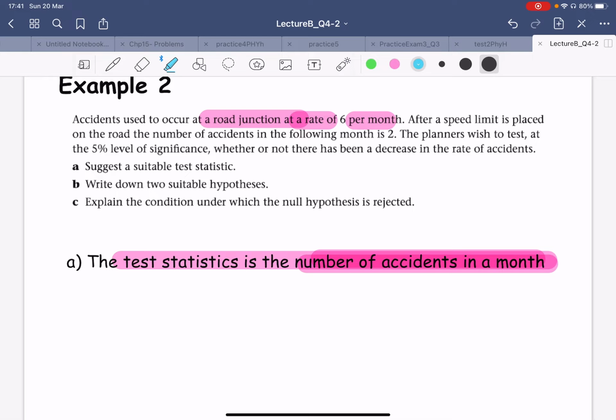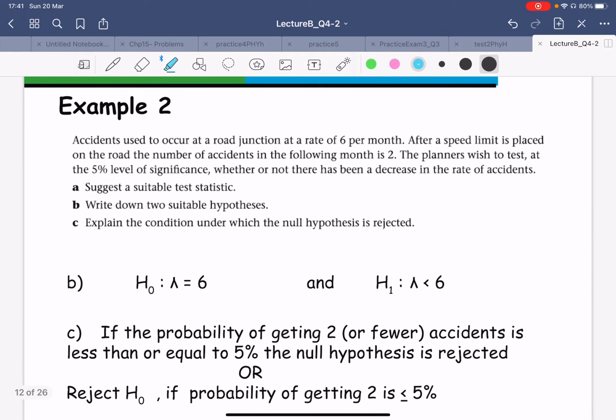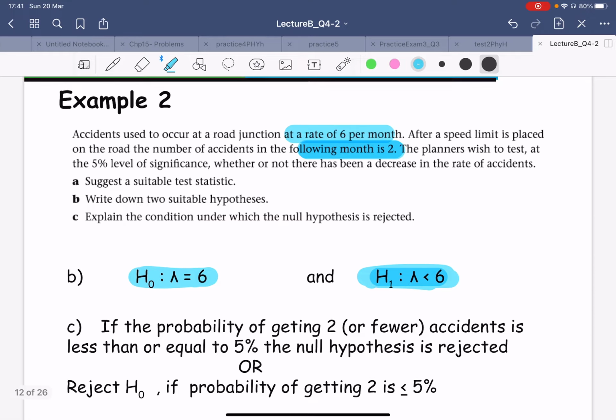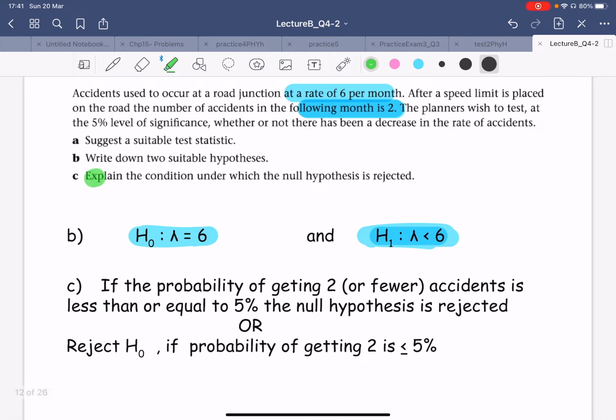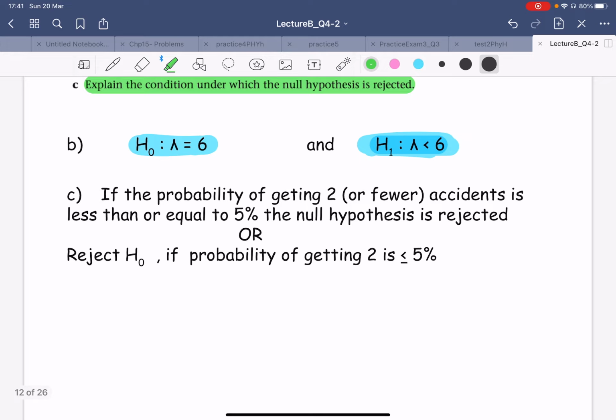Then the second step is you write down the two suitable hypotheses. The first one for sure is that this is 6, the null hypothesis. And the second one, less than 6. We don't say it's equal to 2, yeah? We just say it is less than 6. This is the alternate hypothesis that the accidents have reduced. Then next, you have to explain the condition under which you want to accept or reject the null hypothesis. The condition is quite simple. We just say that if the probability of getting 2 or fewer accidents is less than or equal to 5%, then the null hypothesis is rejected.